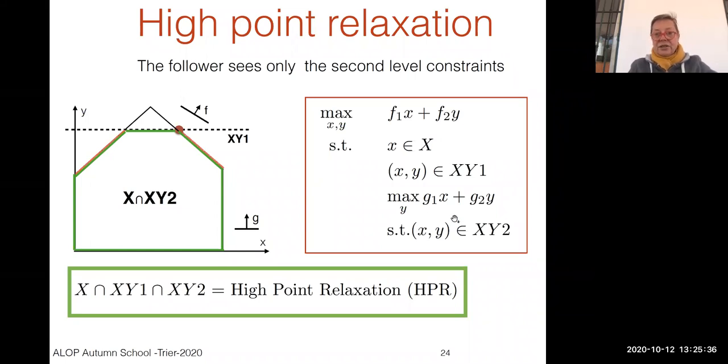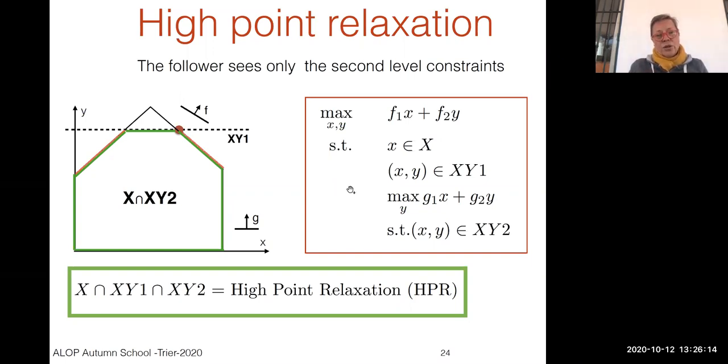And so that means that in fact, the optimal solution of the whole bilevel optimization problem will be a vertex of the high point relaxation, okay? And so this is a very important property, as we are going to see. This is something that we can exploit from an algorithmic point of view.